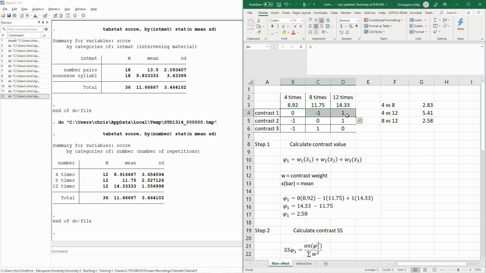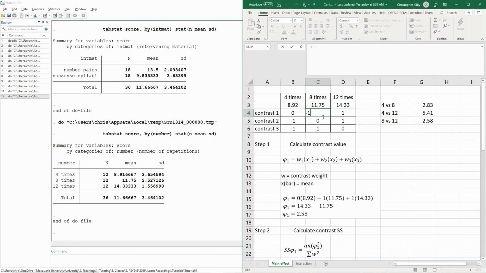So there are some rules here. First of all, I use 0 to get rid of groups that I'm not interested in. So in this first contrast, I only care about 8 and 12, so I give 4 a 0. And then I need to assign a -1 and a 1 to 8 and 12. I could assign a 1 to 8 and a -1 to 12. I can assign -1 to 8 and 1 to 12. It doesn't matter. But one needs to be negative, one needs to be positive.